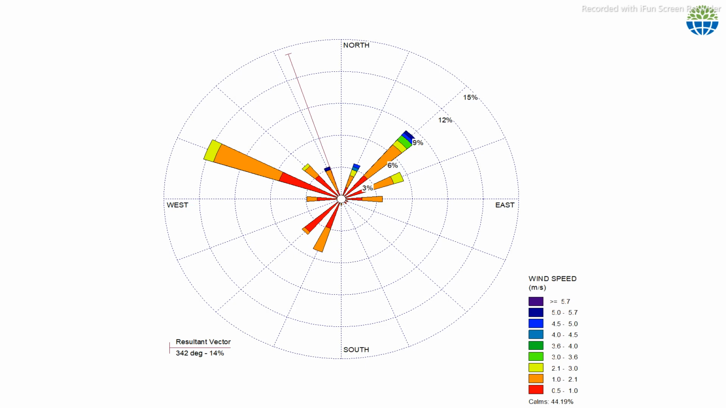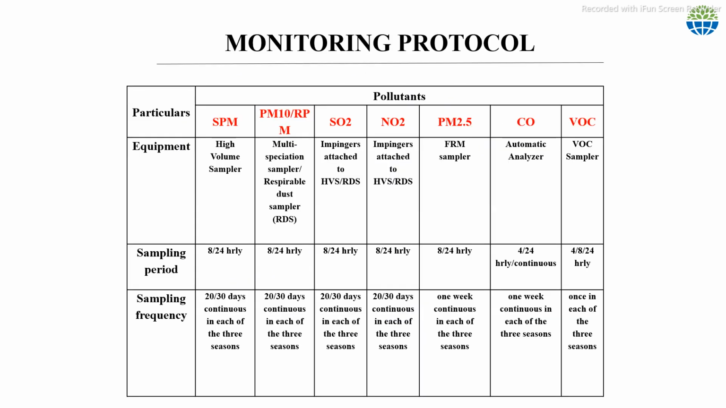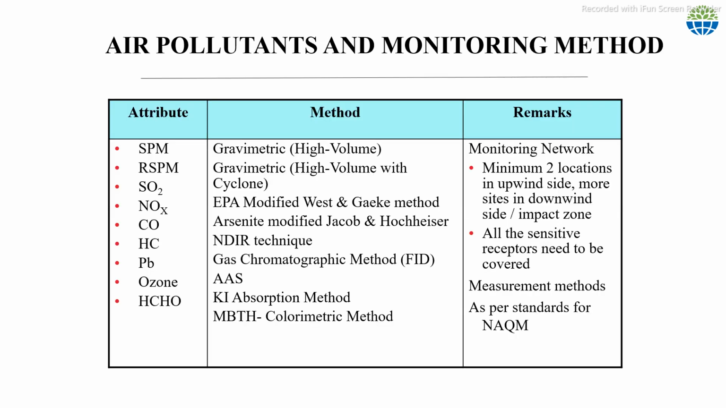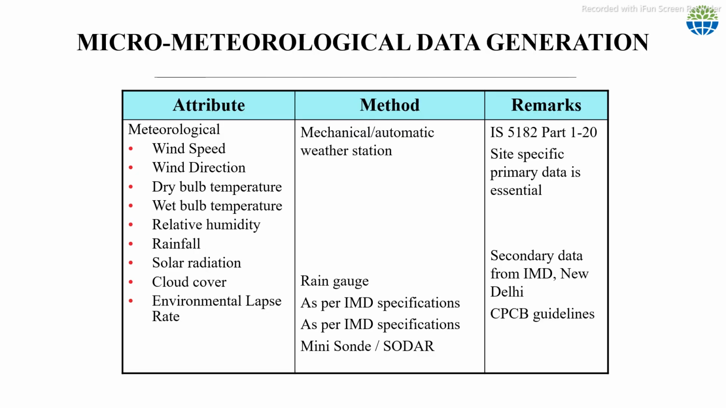So on the basis of wind roses, we can define the predominant wind direction. Mounting protocol we can use as per IS standards. Here the air pollutants like SPM, SOx, NOx, CO, ozone, and some micrometeorological conditions like wind speed, wind direction, temperature, humidity, rainfall, cloud cover.